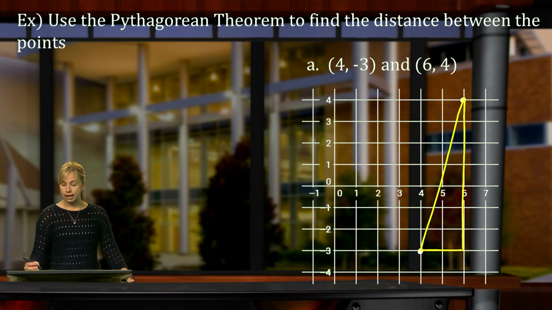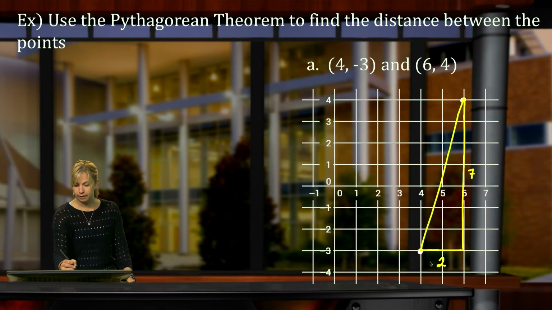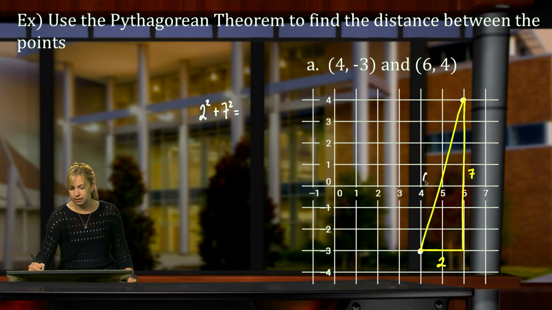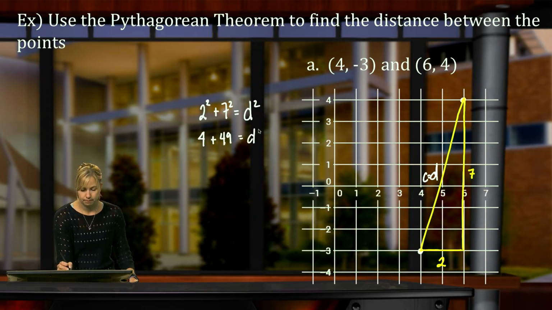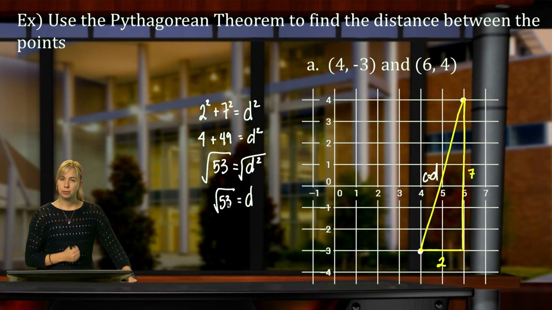Now, using this triangle, we can identify the lengths of the legs. We can count horizontal units and vertical units. We can't count these diagonal units. So this length is 2. This length is 1, 2, 3, 4, 5, 6, 7. Now, using the Pythagorean Theorem, we have 2 squared plus 7 squared equals this diagonal, which is C, which is actually representing our distance D squared. 2 squared is 4, plus 7 squared is 49. 4 plus 49 is 53. And when we take the square root, we get that the distance between those 2 points is the square root of 53. Now, 53 is going to be prime, so we're not going to be able to simplify that any further.